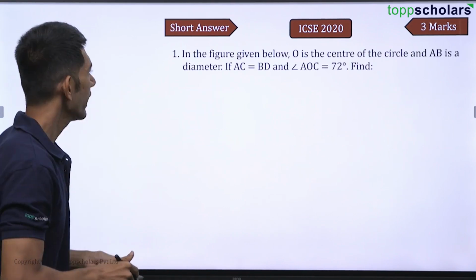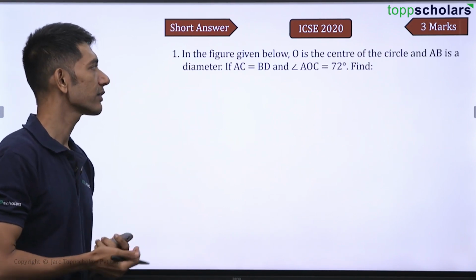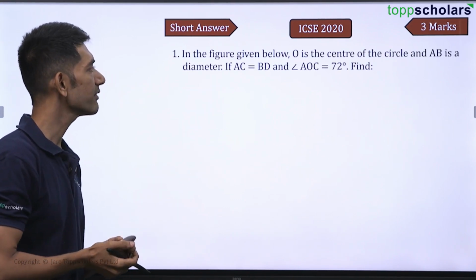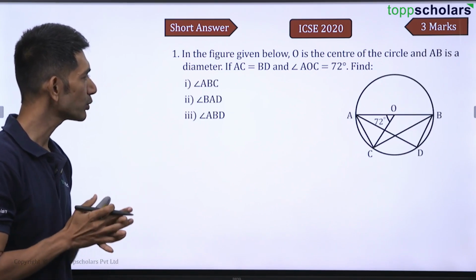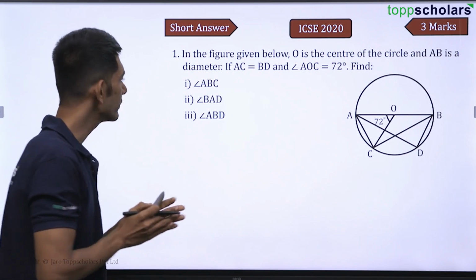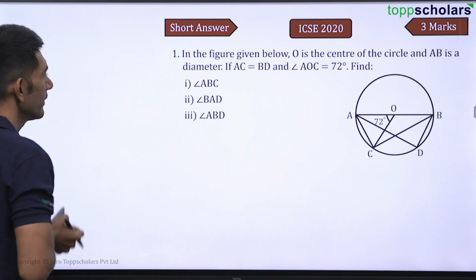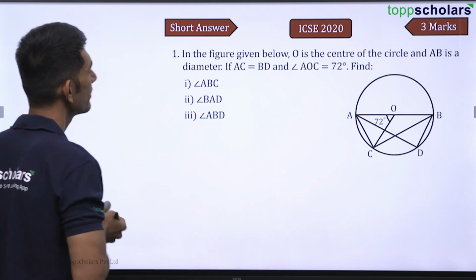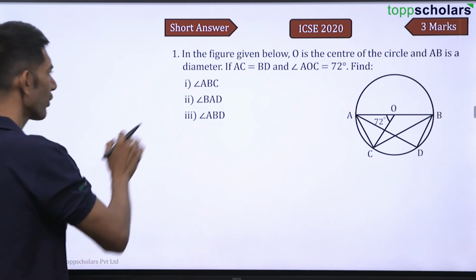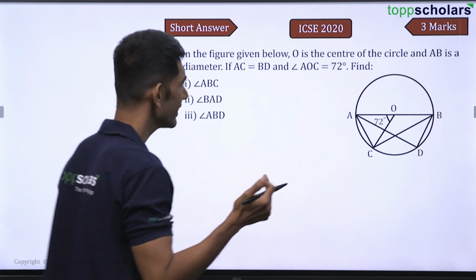Perfect. In the figure given below, O is the center of the circle and AB is the diameter, AC is equal to BD and angle AOC is 72 degrees. We are supposed to find out 3 values here. First is the measure of angle ABC, then is the measure of angle BAD, and then is the measure of angle ABD. Okay, let's focus on angle ABC as of now.